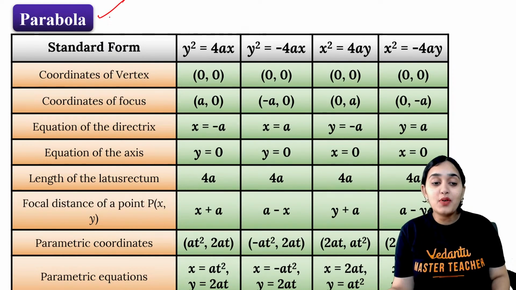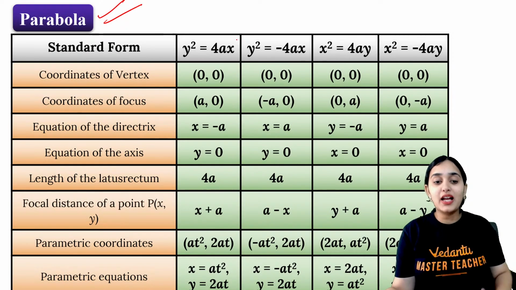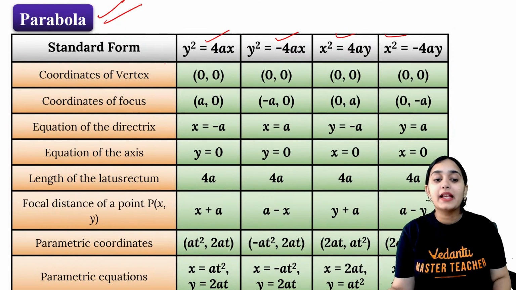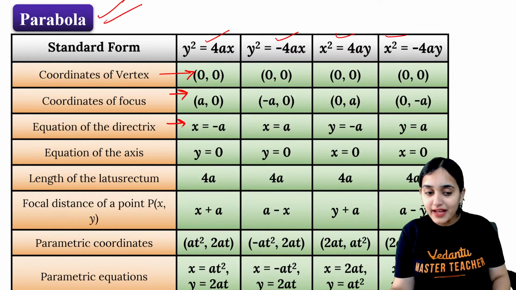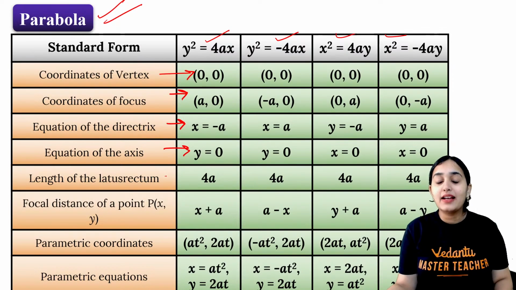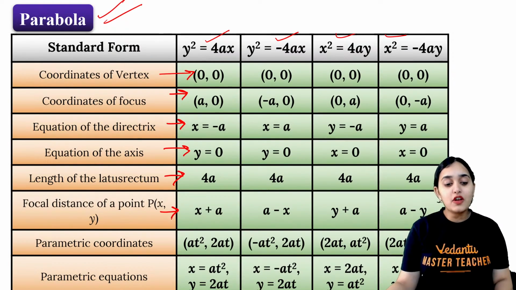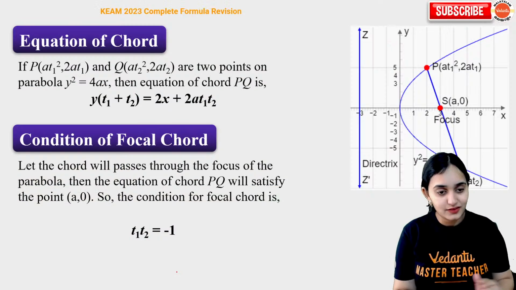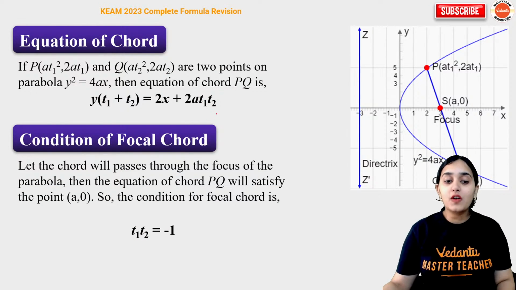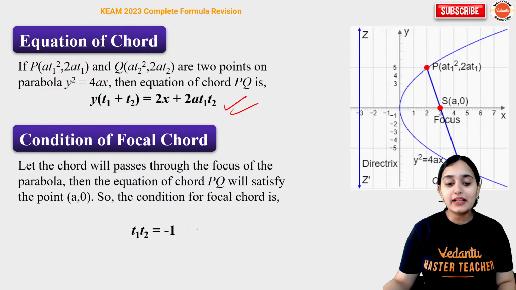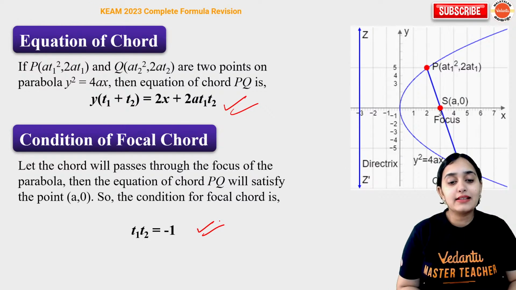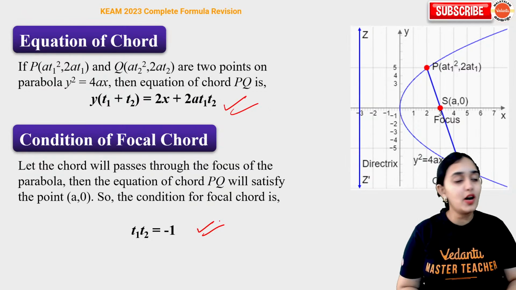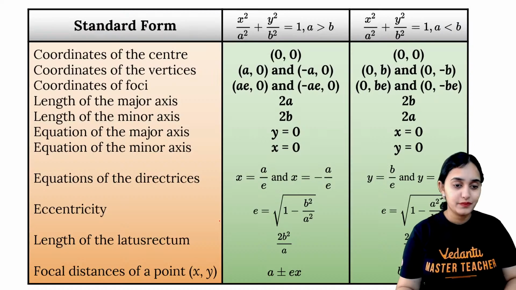Okay, next is parabola. Everything is important in parabola. The standard equation of parabola: when the vertex is 0, coordinates of focus, equation of directrix, equation of axis, length of latus rectum, focal distance of the point, parametric coordinates and parametric equations. All of this is important. Don't skip anything. Okay. Next, the equation of chord of a parabola and the condition of focal chord is this. Now, these two formulas are not important, not asked generally.